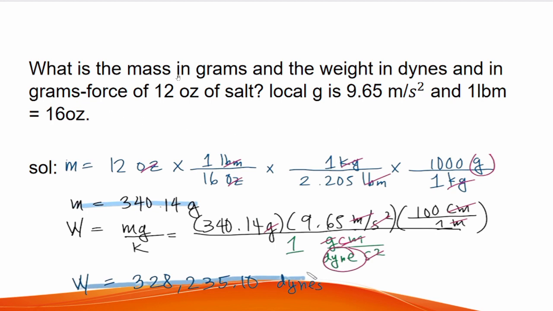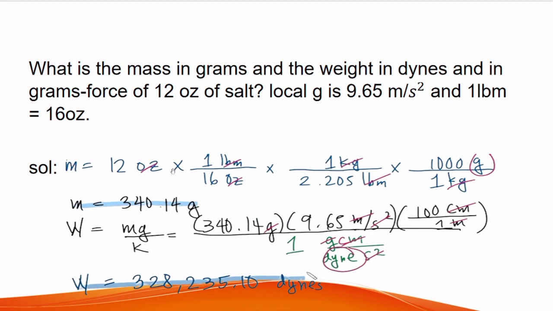What is the mass in grams and the weight in dynes and in gram force of 12 ounces of salt, and the local g is 9.65 meter per second squared. And we have here the conversion, 1 pound mass is equal to 16 ounces. So this is how we solve the problem.